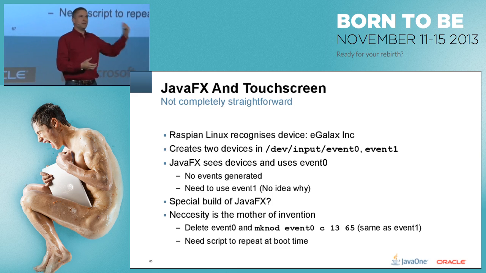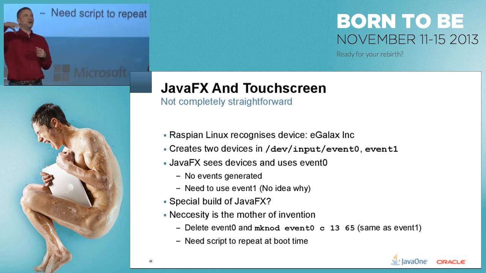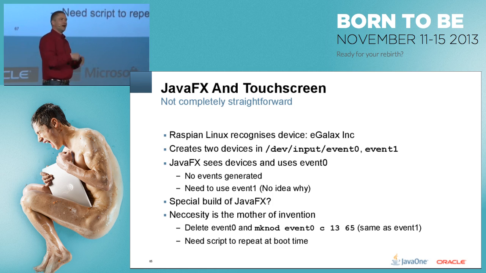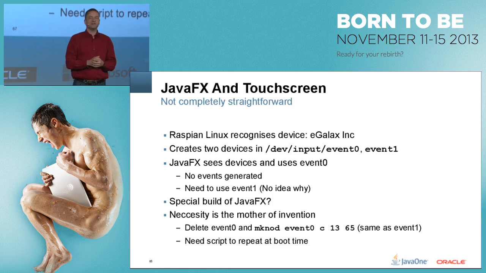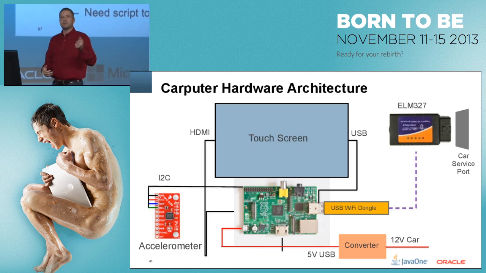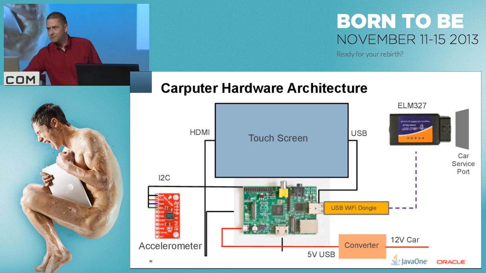And so in the end, I thought, okay, we can actually solve this problem in a simpler way, which is simply to remove event 0 and then do a mknod and recreate event 1 as event 0 with the same major and minor device numbers. And then you get the events being sent to JavaFX. And that actually worked. So I had a little script that I wrote that ran at boot time, and so it all actually works, which is good.